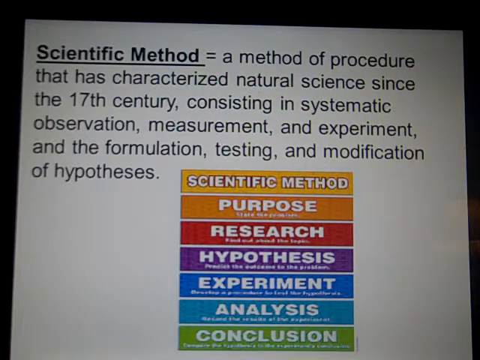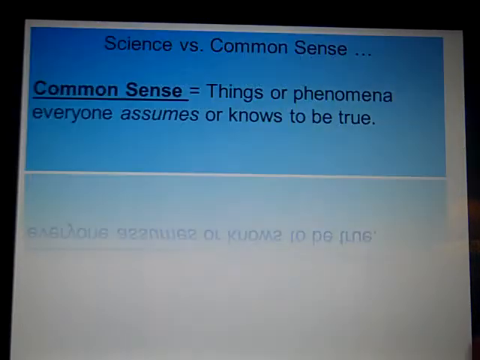The scientific method is a method of procedure that has characterized the natural sciences since the 1600s or the 17th century, consisting of systematic observation, measurement, experimentation, and the formulation, testing, and modification of hypotheses. And then we get into theories and all that good stuff that we'll talk about later.